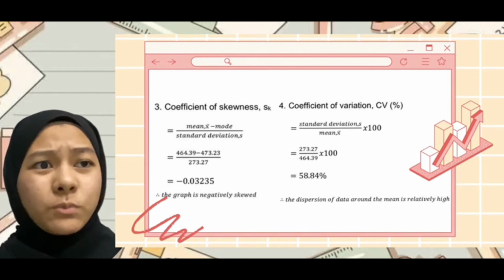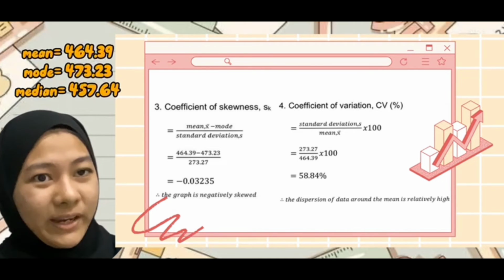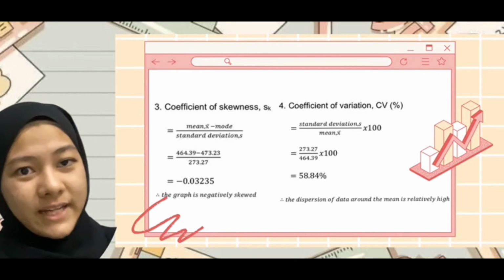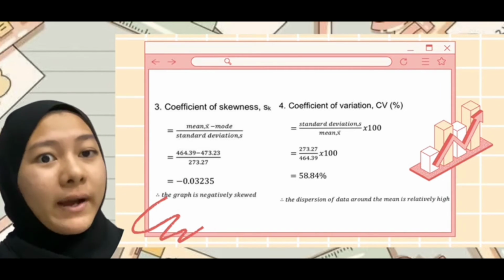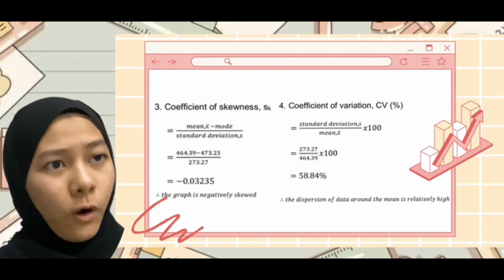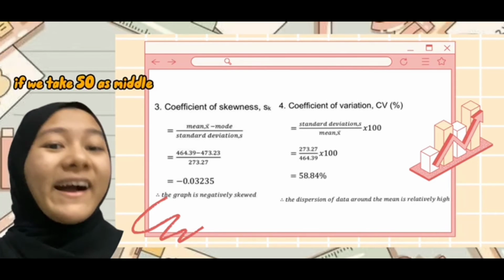Then, the number is very small, so it shows that it is slightly negatively skewed, and it is proven because our mean, mode and median differ only slightly. Last but not least is our coefficient of variation. It's just standard deviation divided by mean and multiplied by 100 to get the percentage, and I got 58.84%. From this, we know that the dispersion of data around the mean is relatively high.